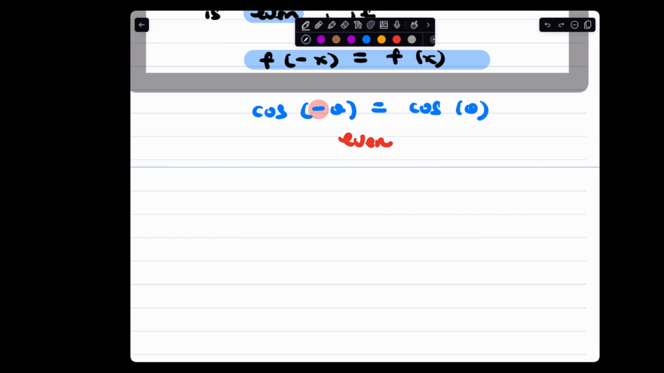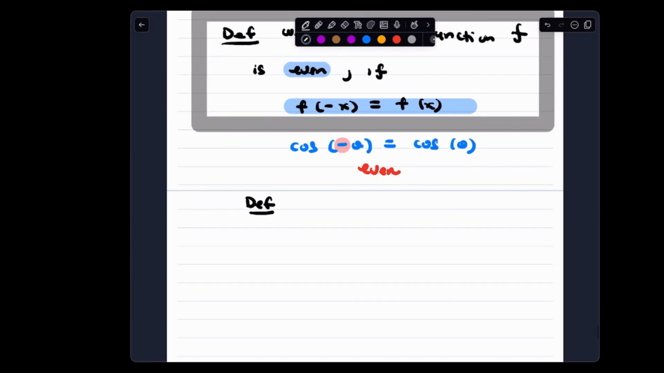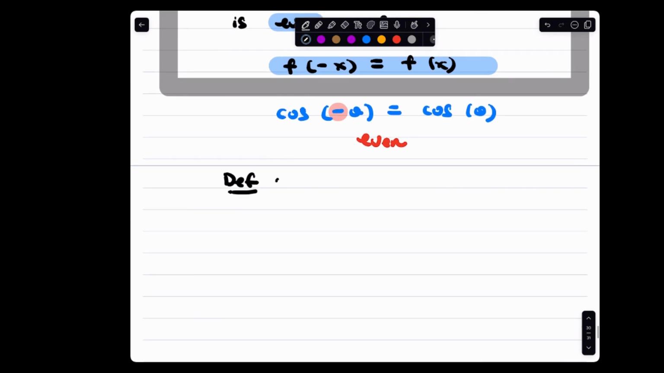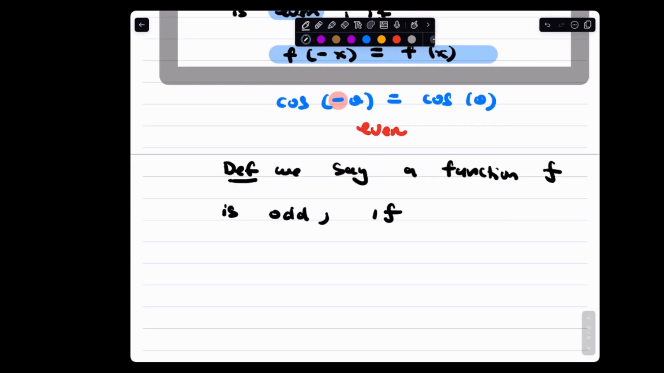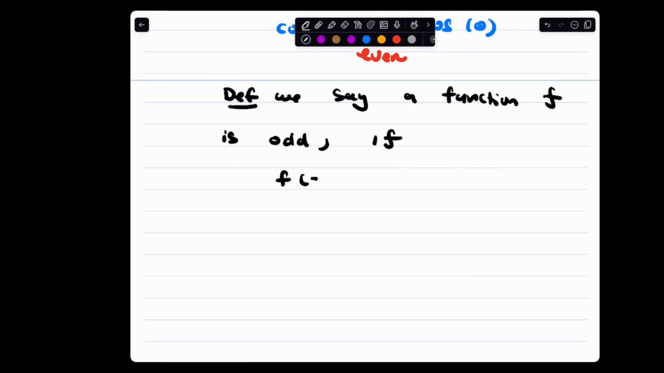And then, definition: we say a function f is what? Odd, if f of minus x is minus f of what? X. This is the definition now of what we call an odd function.